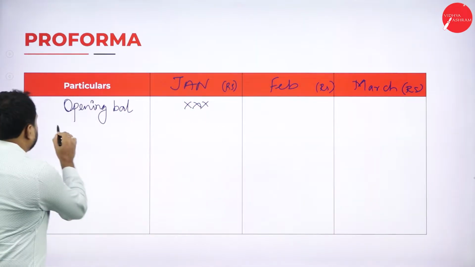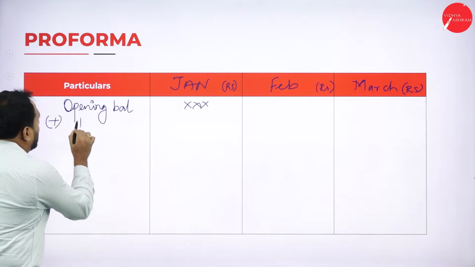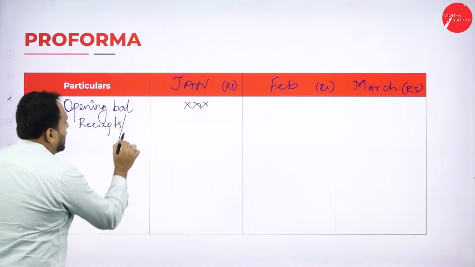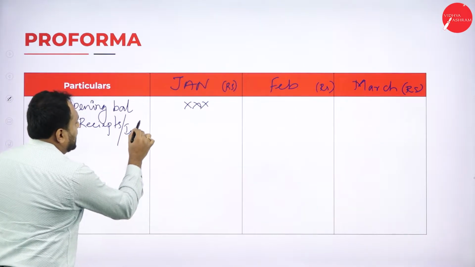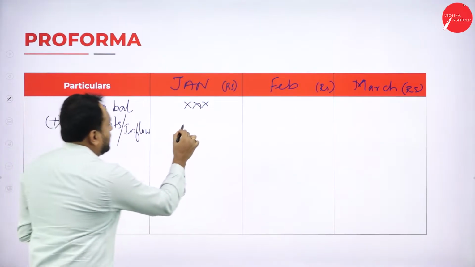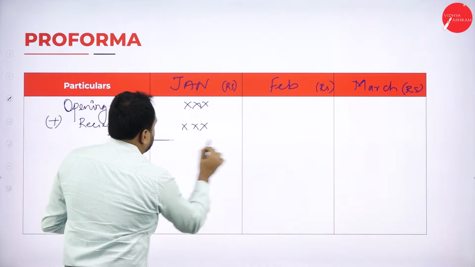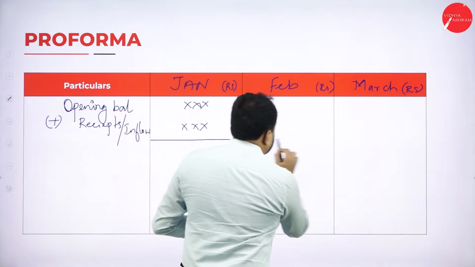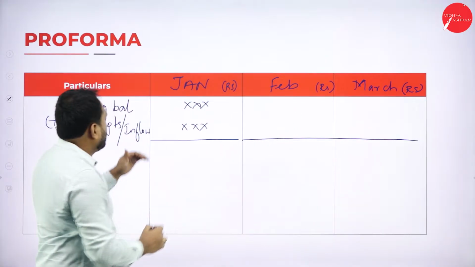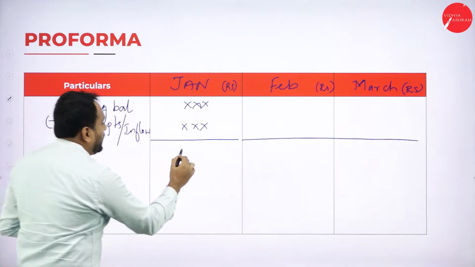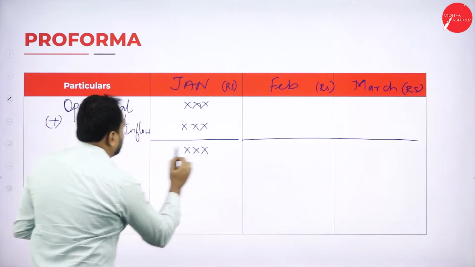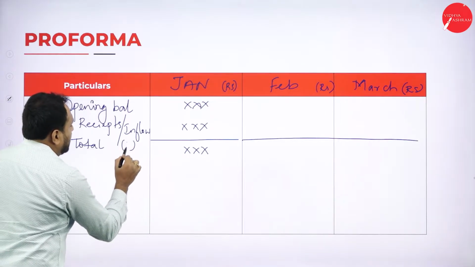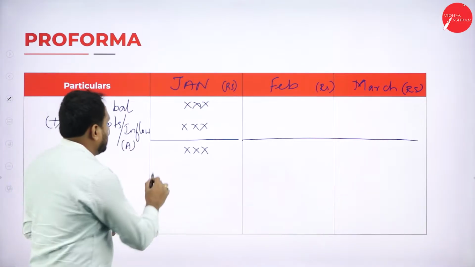Next, understand. We need to add all the receipts. That is our inflow. Now we'll add all the receipts. After adding all the receipts, whatever we get, we are supposed to add it with our opening balance. And what we get here, we term that as total, and denote this as A. Total of A. So this is done.